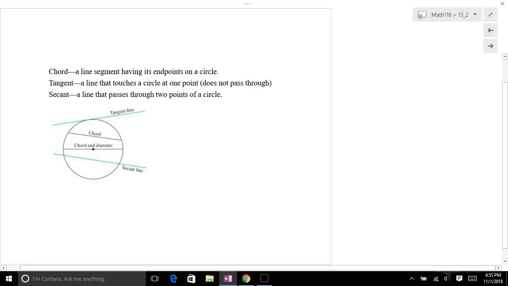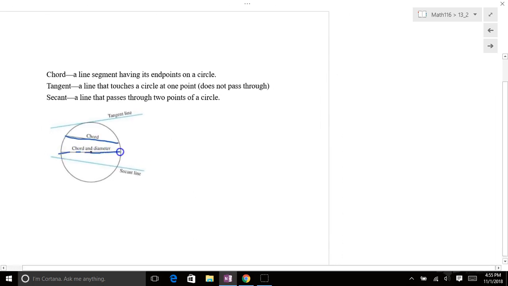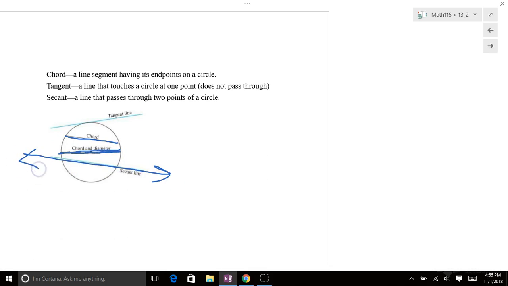Chord. A chord is a line segment having its endpoints on a circle. So you can see it goes from endpoint to endpoint on a circle. The diameter is an example of a chord. See, this diameter goes and it stops, whereas a secant line is going to go right through.